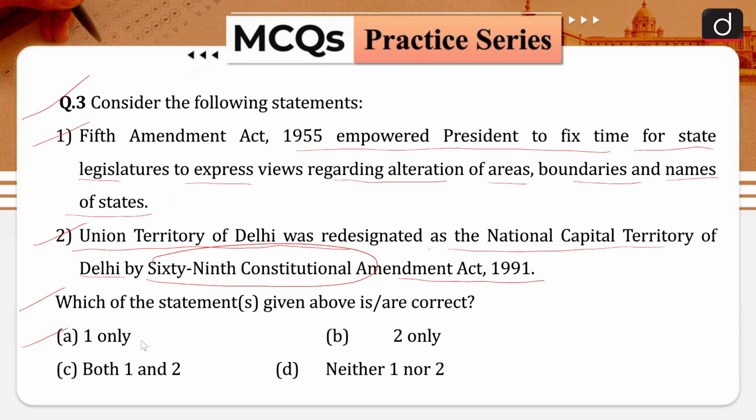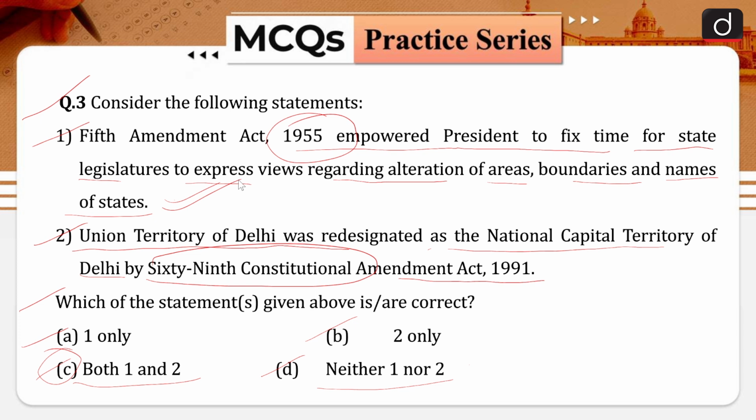Your options are, option A is 1 only, option B is 2 only, option C is both 1 and 2, and option D is neither 1 nor 2. So, your correct answer is going to be both 1 and 2. Both of these statements are correct. The Fifth Amendment Act of 1955 imparted the precedent to fix time limits for state legislatures to express their views regarding the central legislature. So hence statement number 1 is correct.